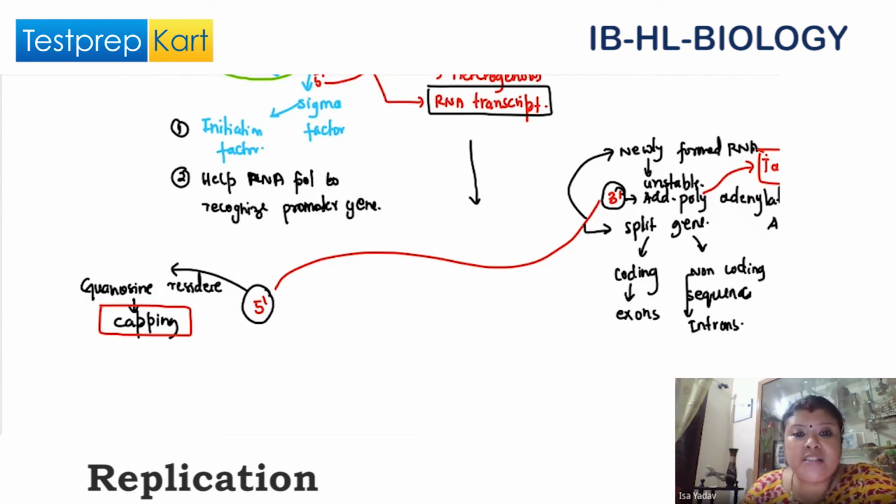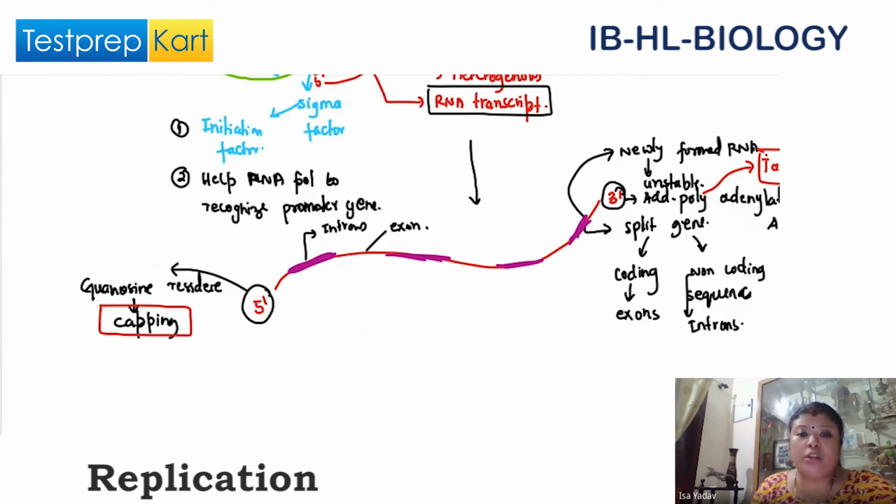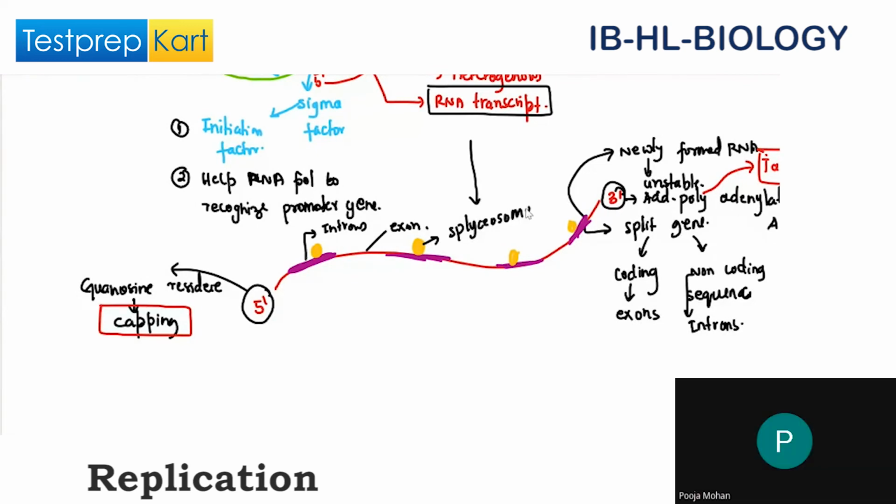Now what I will do is, suppose these are the exons. Sorry, these are the introns. The red ones are the exons. So let's see, these are introns. This is an exon. Now I have to remove this intron. So there are enzymes that will come and attach to the introns. These enzymes are called spliceosomes.